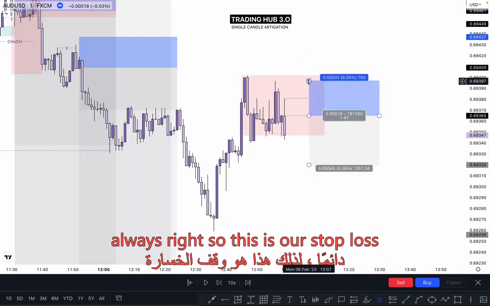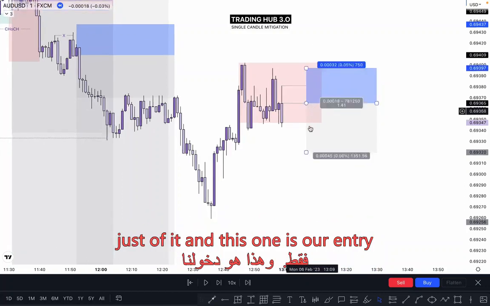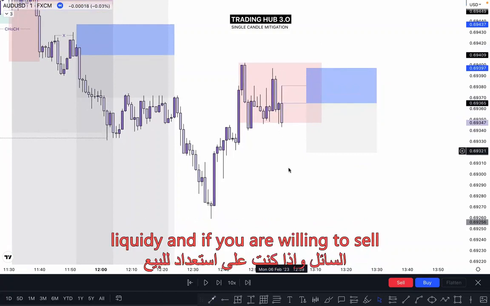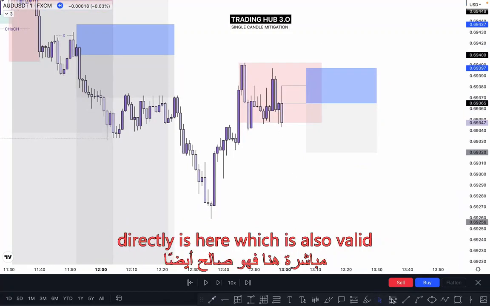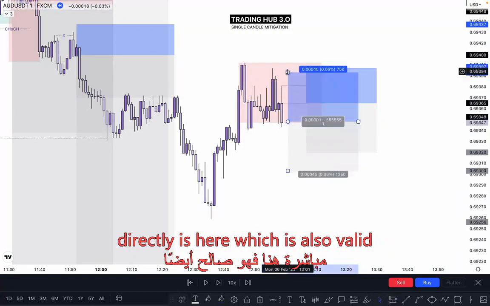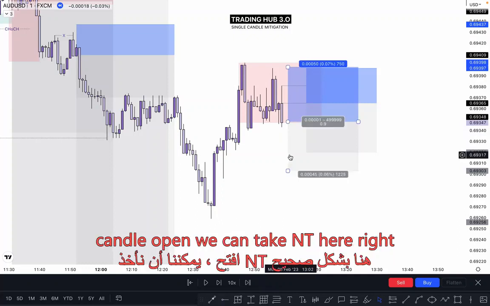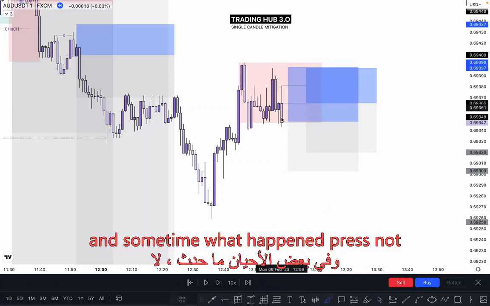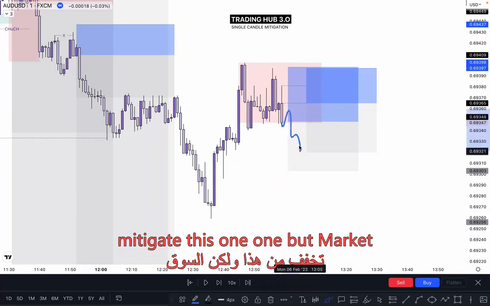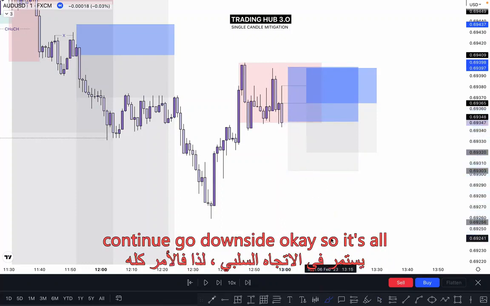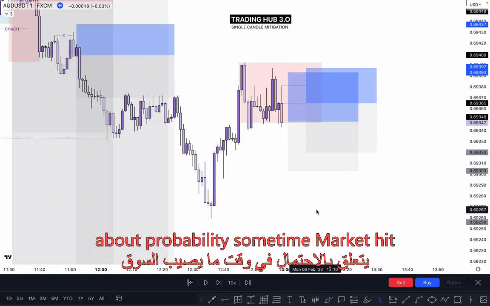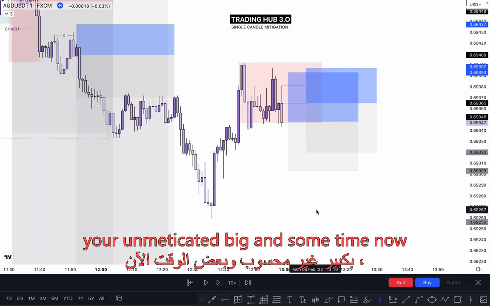So this is our stop loss just above it, and this one is our entry because this shadow took out the liquidity. And if you are willing to sell directly here, which is also valid, put the stop loss just above, right? Because this is our candle which took out the liquidity, and at the next candle open we can take entry here, right? And sometimes what happens is price does not mitigate this one, but the market continues going downside, okay? So it's all about probability. Sometimes the market hits your unmitigated order block and sometimes not.